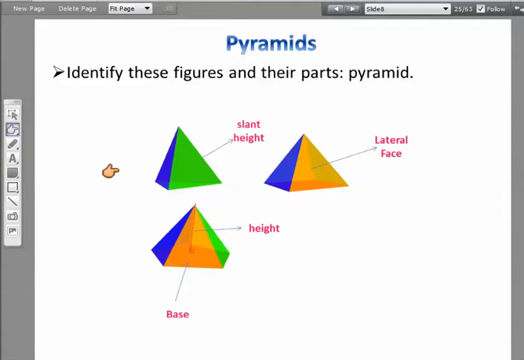Let's take a look at pyramids. Remember, your slant height is always that lateral edge. This orange right here is your lateral face. And then down here, this pentagon is going to represent your base. And your height is always going to be perpendicular to the base up to your vertex, unless it happens to be an oblique.